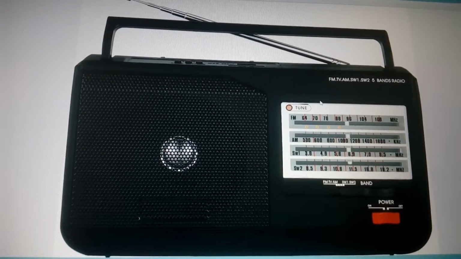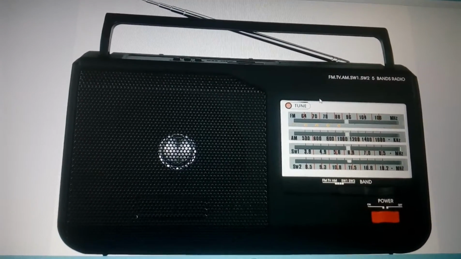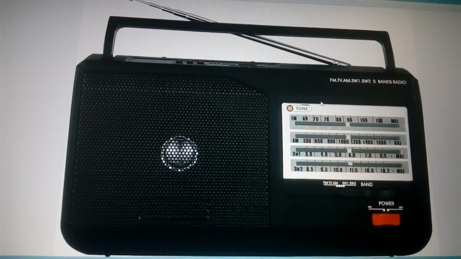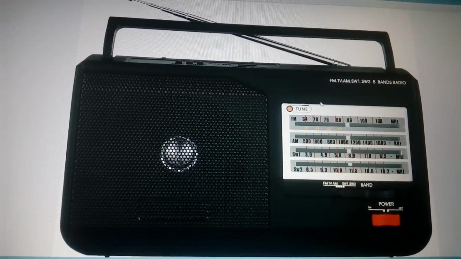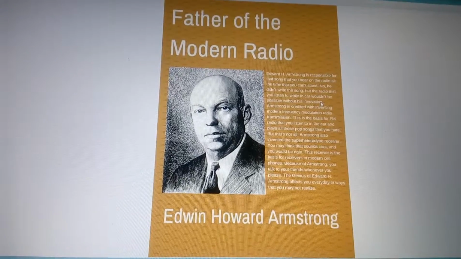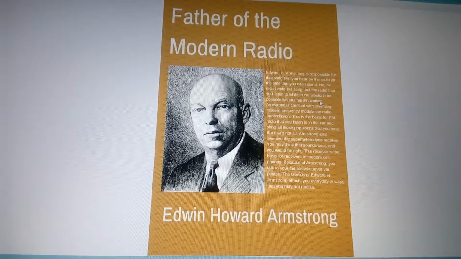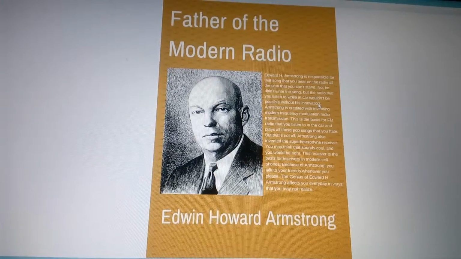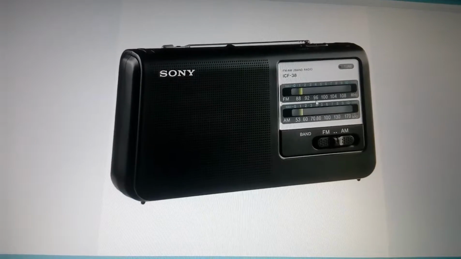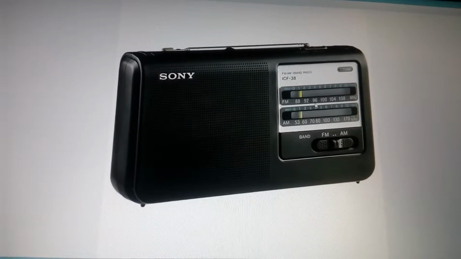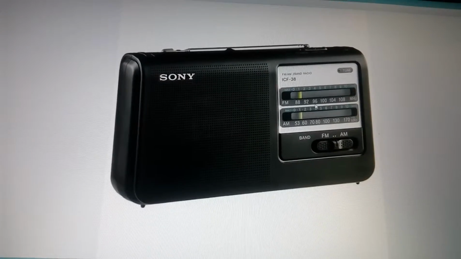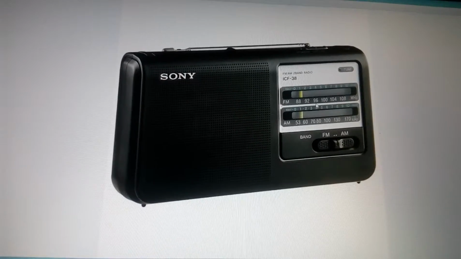FM broadcasting is radio broadcasting which uses frequency modulation, that is FM technology. It was invented in 1932 by American engineer Edwin Armstrong. FM is capable of better sound quality than AM broadcasting, as it uses VHF, that is very high frequency.